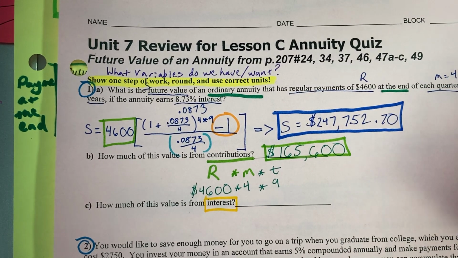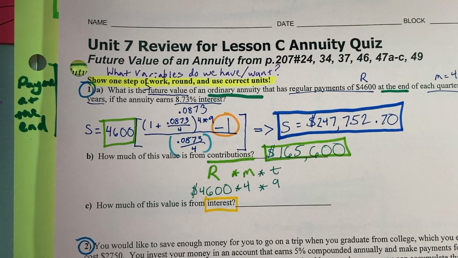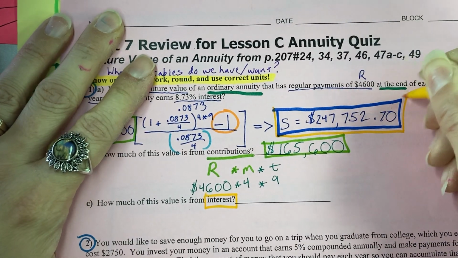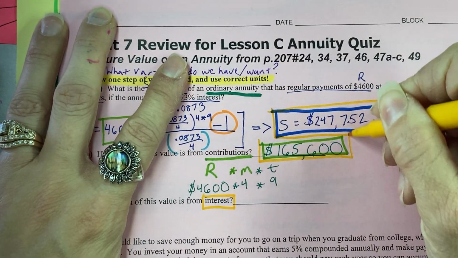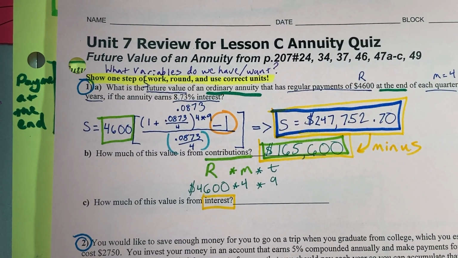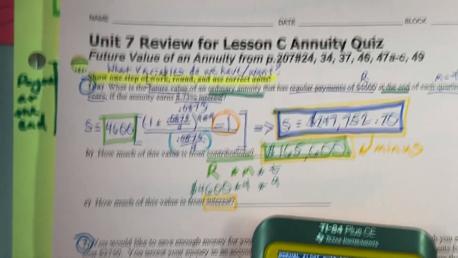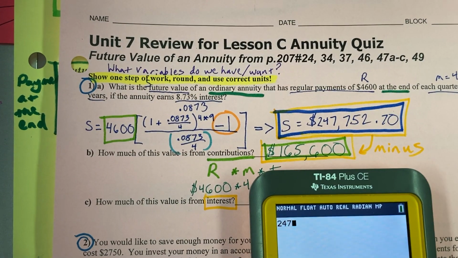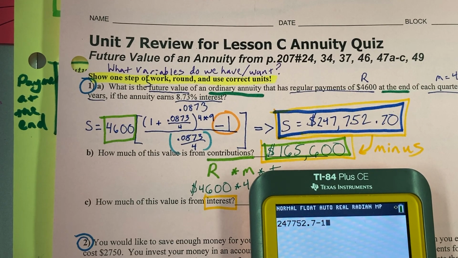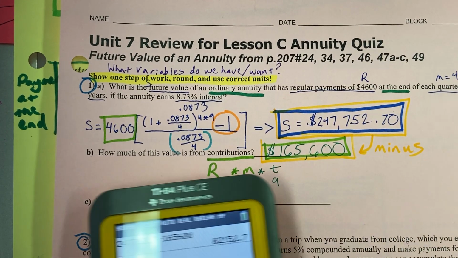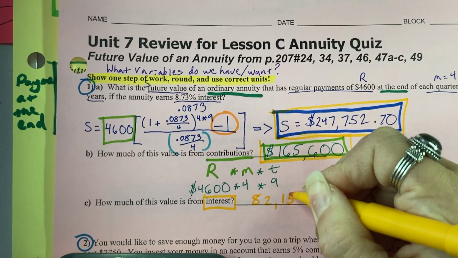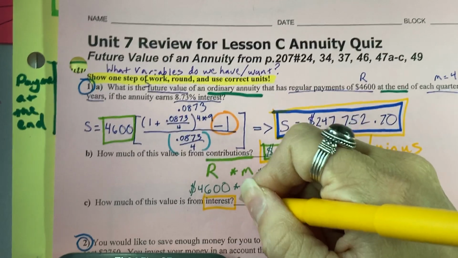Interest. So interest that it's making sitting in that account. How do I find that interest? By taking the total account balance minus our own contribution. So we're going to take $247,752.70 minus $165,600. And that gives us, for the interest, $82,152.70.